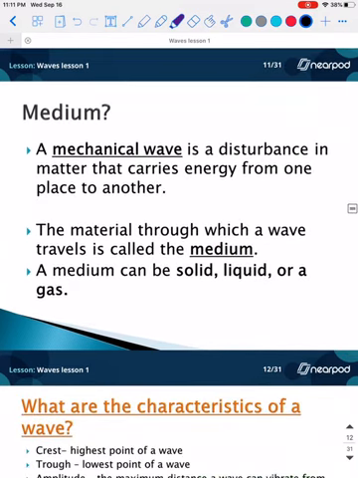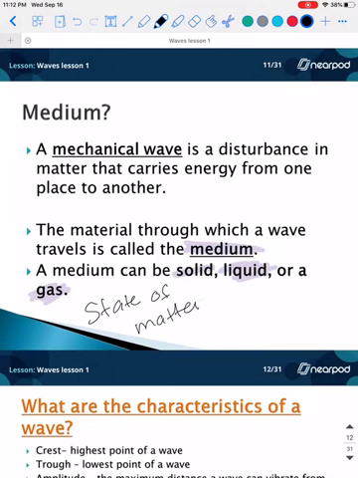So like I said, a medium is going to be your solid, your liquid, or a gas. So a medium is just going to be a state of matter. My handwriting. Yeah, it's going to be a state of matter.